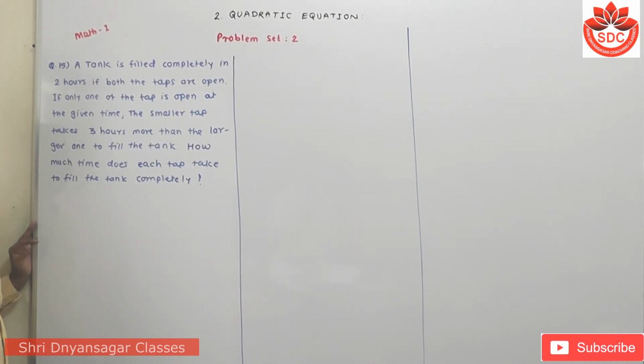We see the last example of problem set 2, question number 15. A tank is filled completely in 2 hours if both the taps are open.